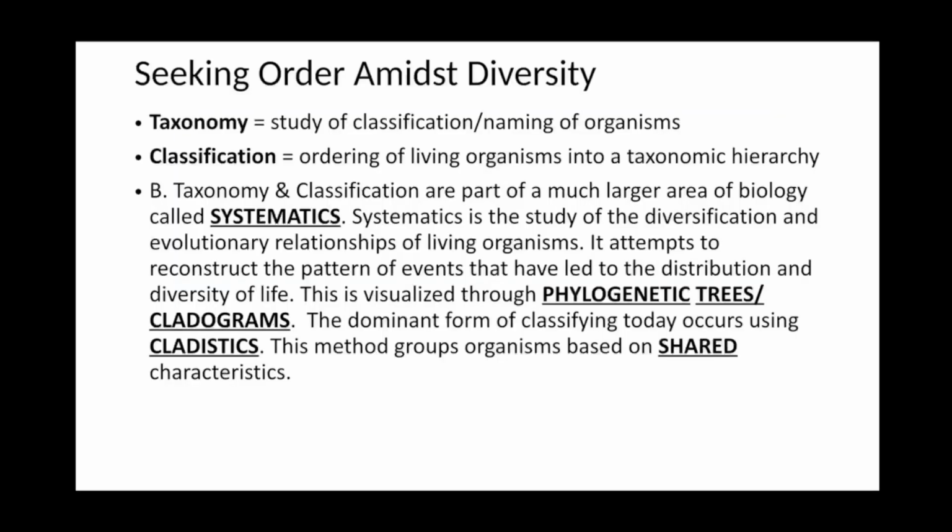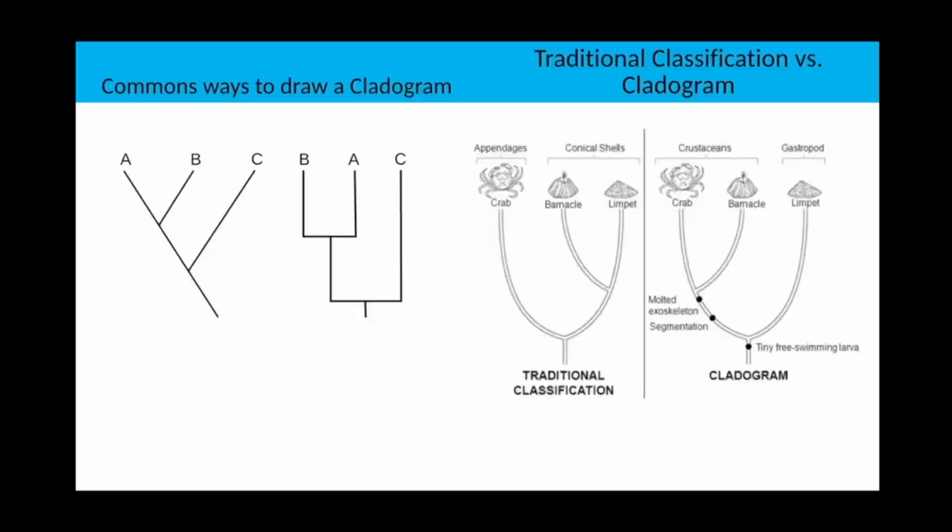So, we talk about taxonomy, classification, systematics. We're talking about trying to figure out how to organize organisms into some type of hierarchy so that we can better understand them. And we talk about cladograms, phylogenetic trees, cladistics. We're talking about ways to map out these taxonomical classifications.